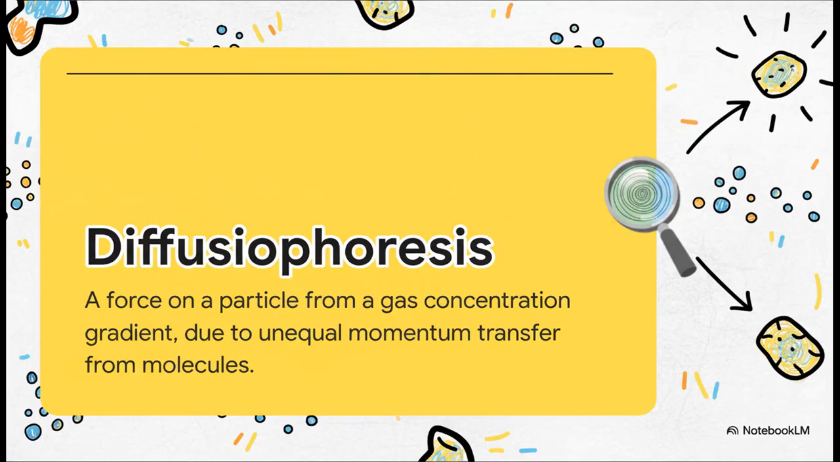Okay, next up, diffusophoresis. What if, instead of a heat gradient, you have a stuff gradient? Imagine you have two different gases mixing together. If one gas has heavier molecules than the other, a particle caught in that mixing zone is going to get hit harder by the heavy molecules on one side. That creates a net force that pushes the particle along.